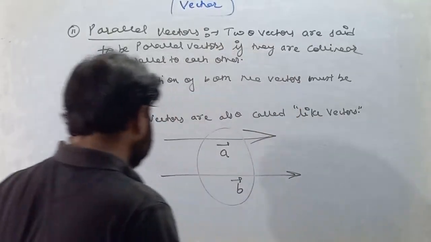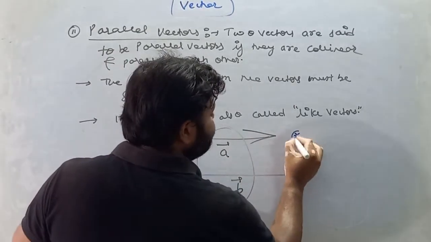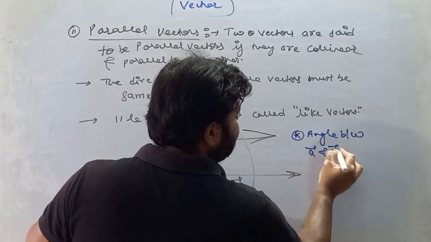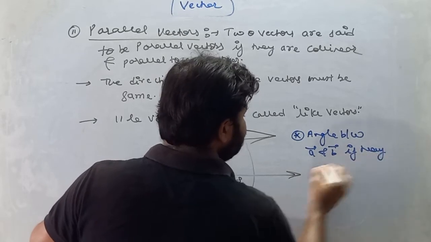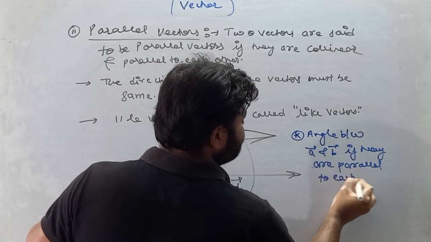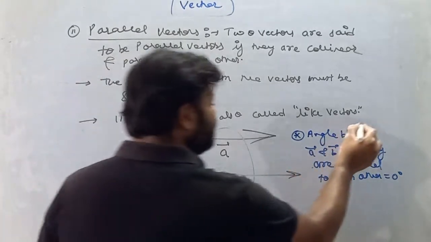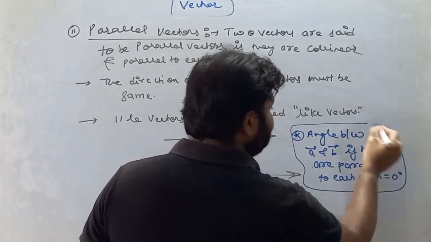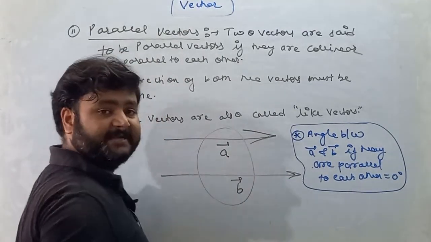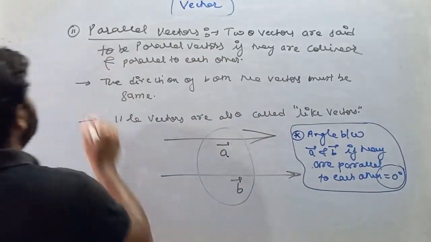Now see, if both the vectors are in the same direction, then the angle between a vector and b vector, if they are parallel to each other, is equal to 0 degree. So remember one thing, if two vectors are parallel to each other, then their direction is the same, and if two vectors are in the same direction, then the angle between those vectors is 0 degree. So this is all about parallel vector.